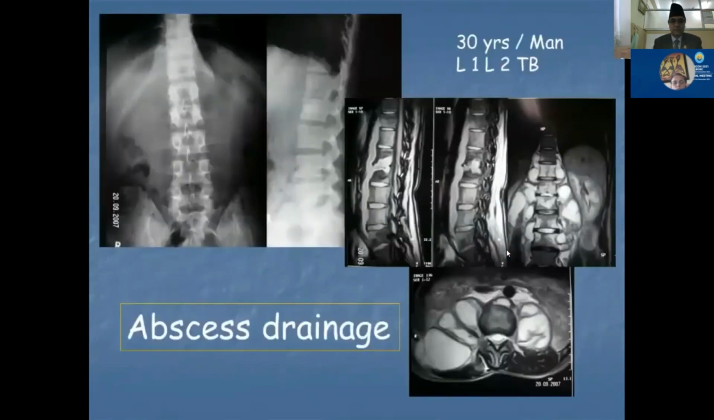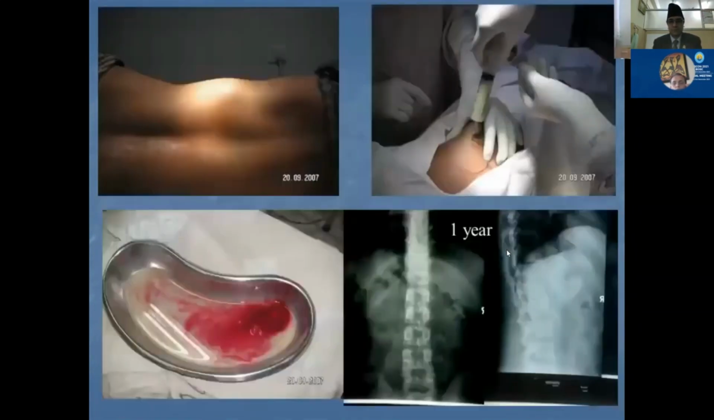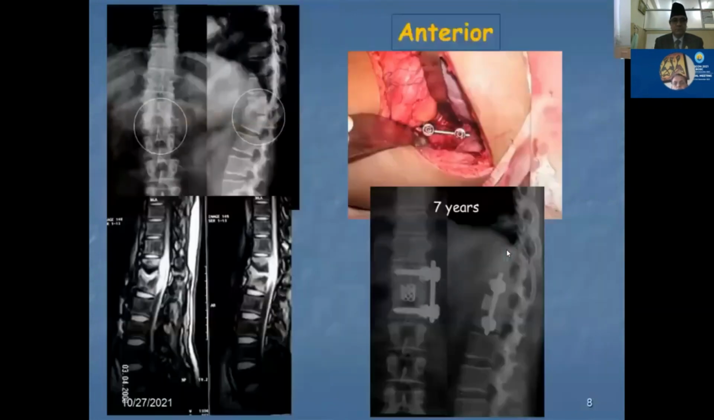This is an example in a 30-year-old man with L1, L2 TB, where the body height is very well maintained, though the MRI has shown a significant destruction with bilateral paravertebral abscess. This patient was managed with ultrasound-guided aspiration of the pus, and he was started on chemotherapy. At 1 year follow-up, he has completely healed tuberculosis with no deformity.